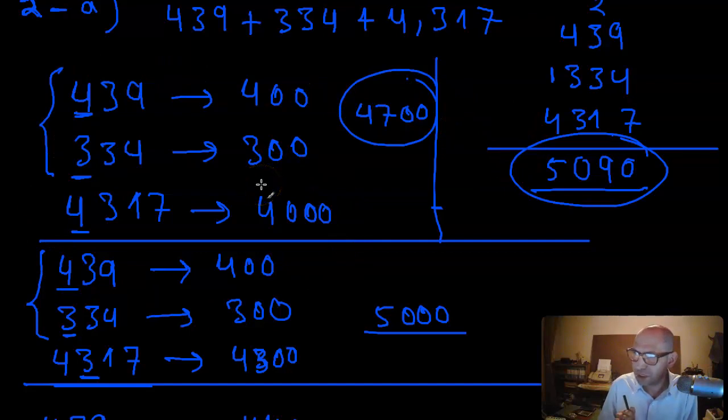So that's basically one example. You see that if I round all of these numbers to the hundreds place value and this number to the thousands place value, I get 4,700. If I keep these at the hundreds place value and this one again to the hundreds place value, meaning move one place value to the right, I get 5,000, and so on and so forth. Okay.